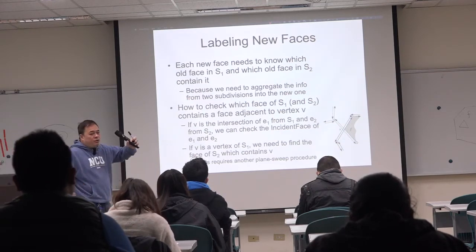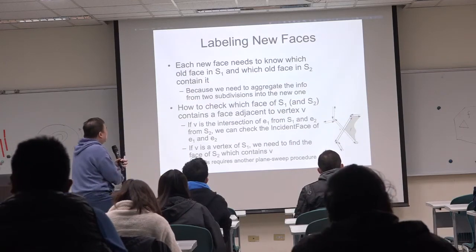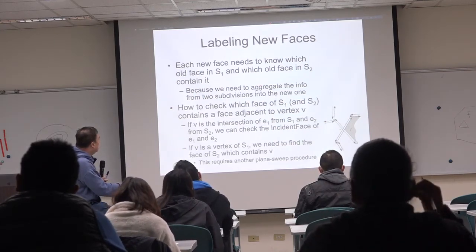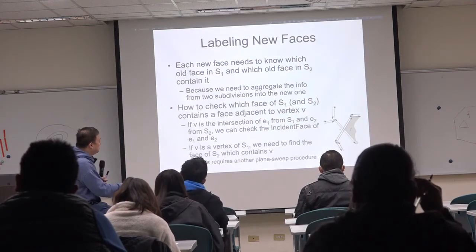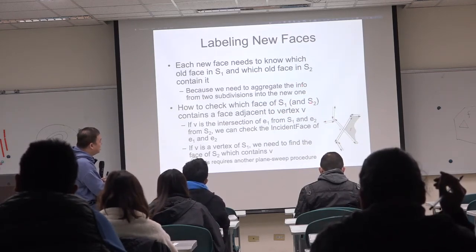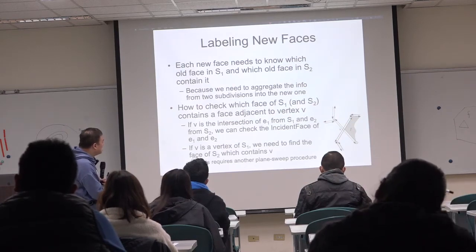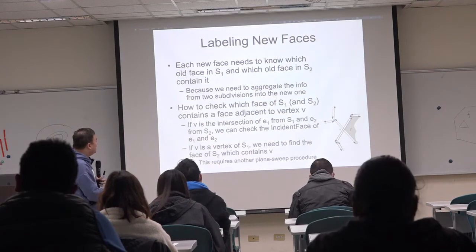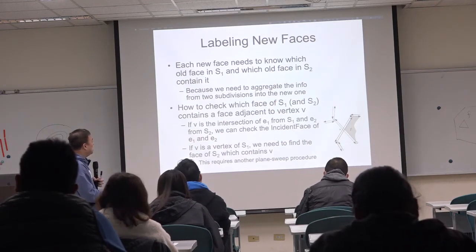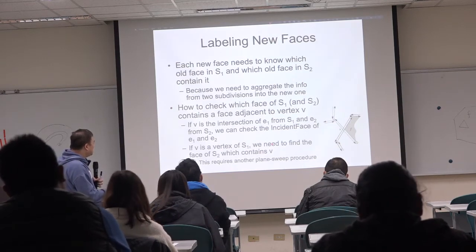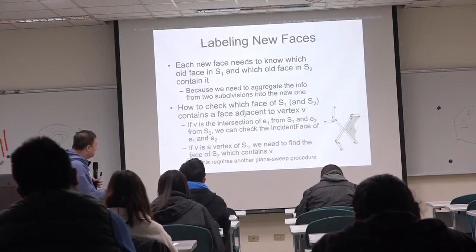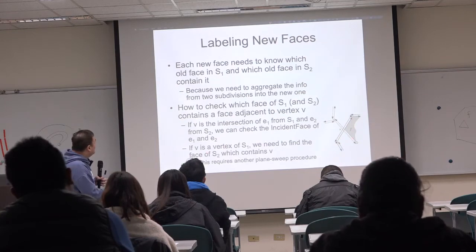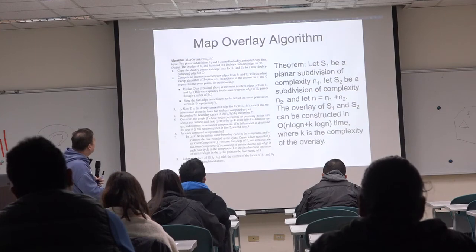Because normally when we do that overlay, we want to aggregate information, so we need to be able to do that. So how do we check which face of S1 contains a face adjacent to the vertex V? If we are able to do that, we are able to do the same for S2. If V is the intersection of E1 from S1 and E2 from S2, we just check the incident faces of E1 and E2, that's good enough. But if V is a vertex of S1, we need to find the face of S2 which contains V, and for this one we need to do another traversal. So at the end, this is the map overlay algorithm.